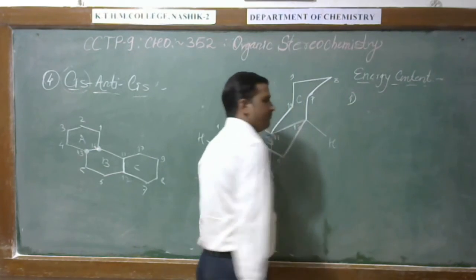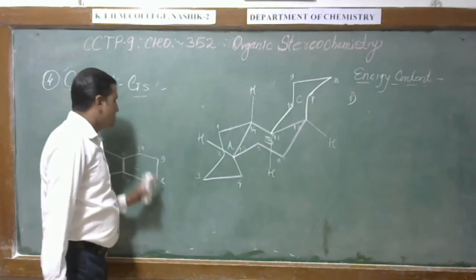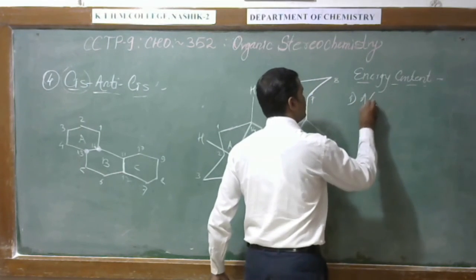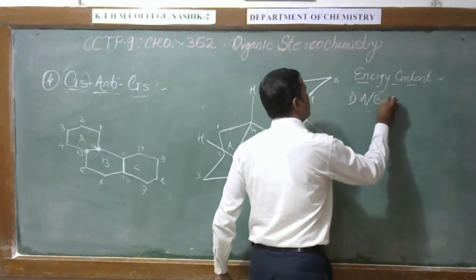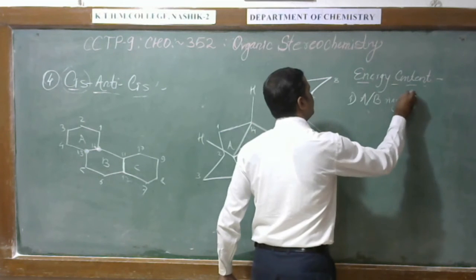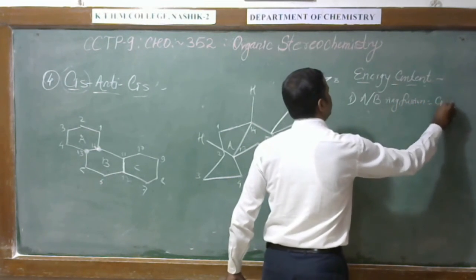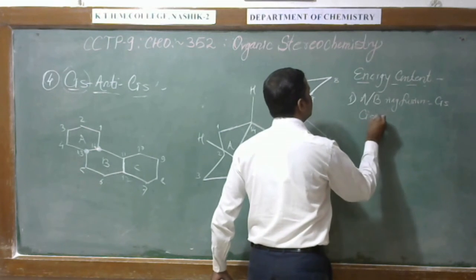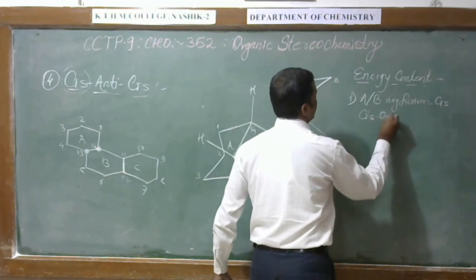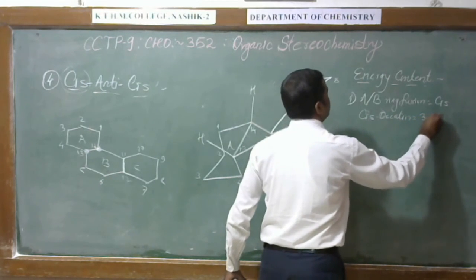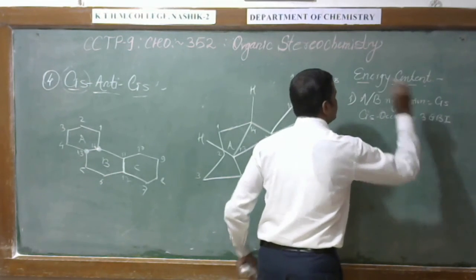As usual, the first thing is AB fusion. Here AB fusion is in cis fashion. AB fusion is in cis condition, means the system is cis-decalin, and we know that in cis-decalin there are 3 gauche-butyl interactions.